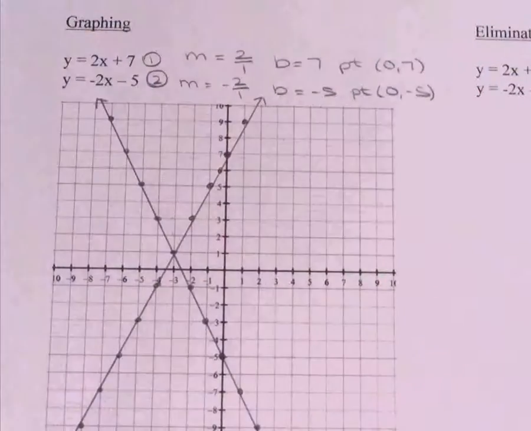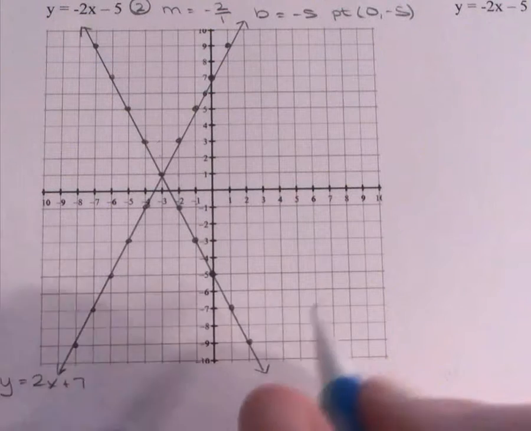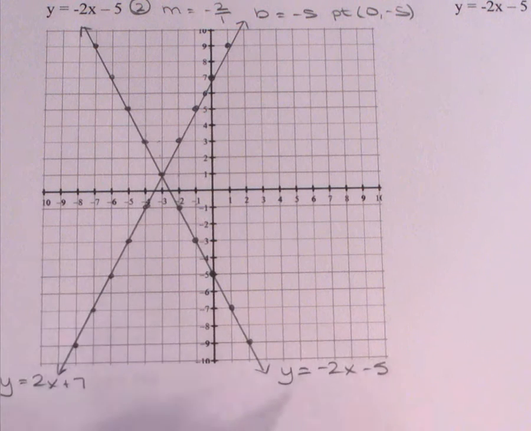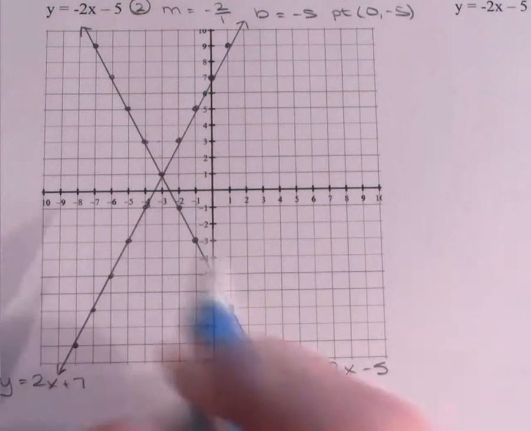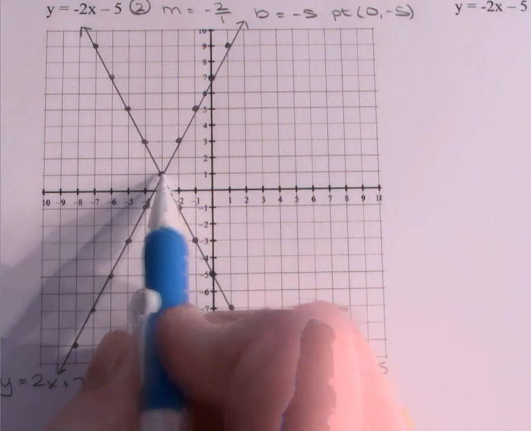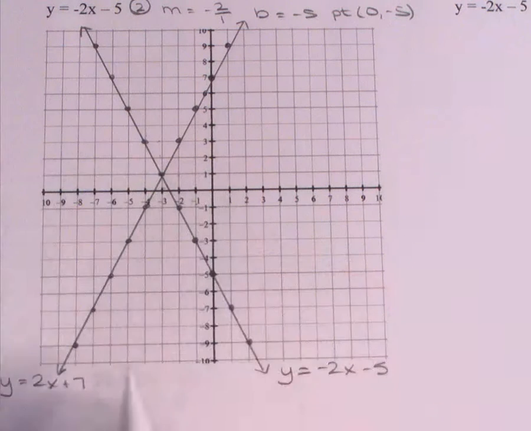And then I'm going to join those points with a line and label it with its equation. And I found the point of intersection, the point where the two lines cross, at minus 3 and 1.